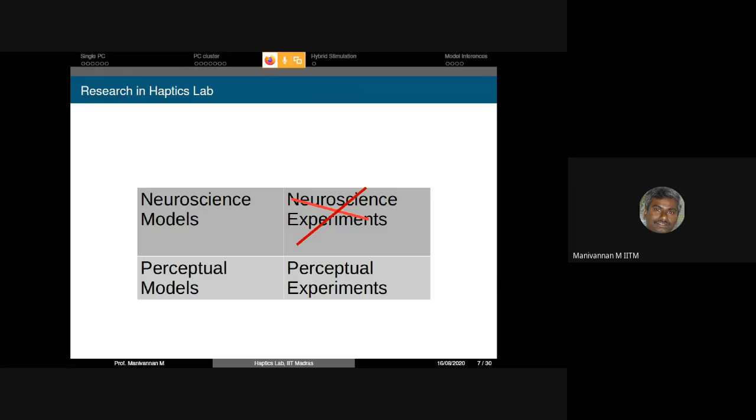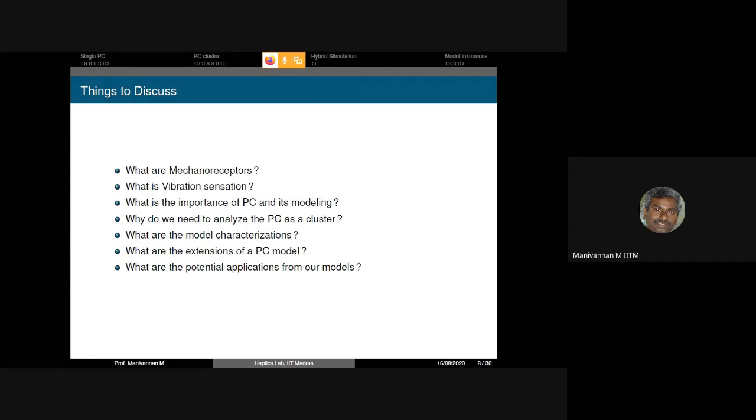So in our lab, we do three components, not the neuroscience experiments. We collaborate with other researchers who have the facilities for doing neuroscience experiments. Our focus in the lab is specifically on one of the mechanoreceptors. We are going to see what the mechanoreceptors are, what is the specialty of this one mechanoreceptor, why it is so special, why we model it, and what interesting applications we can develop from modeling this one mechanoreceptor, called the Pacinian corpuscle.